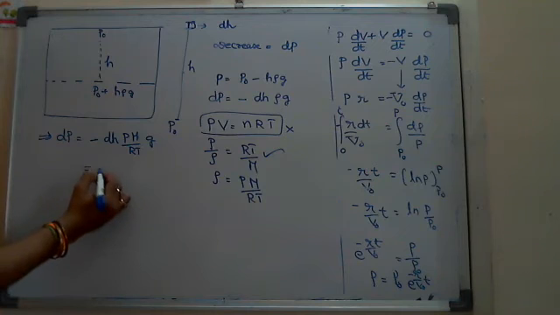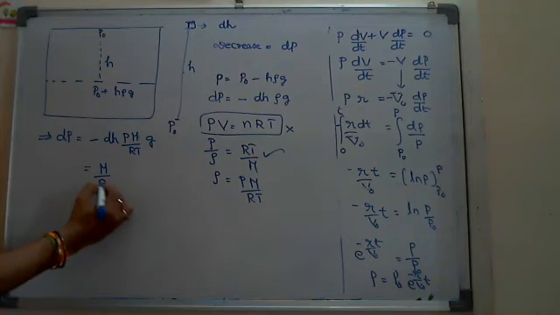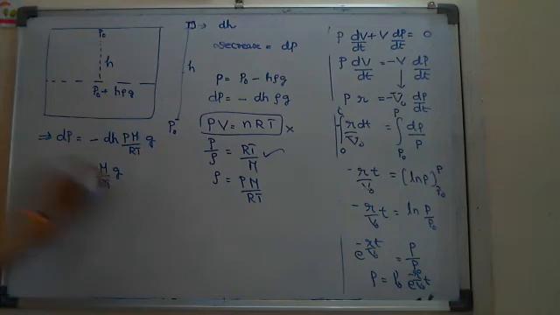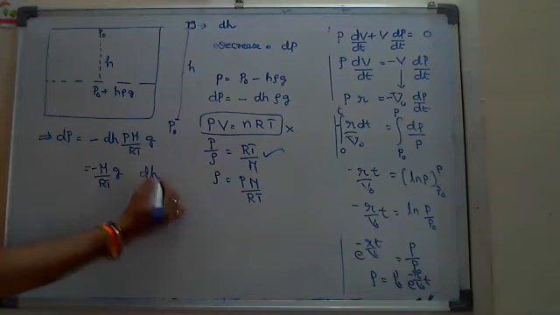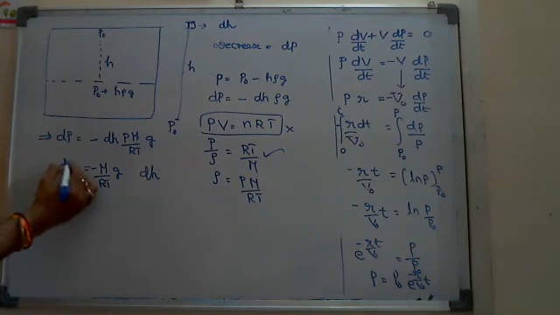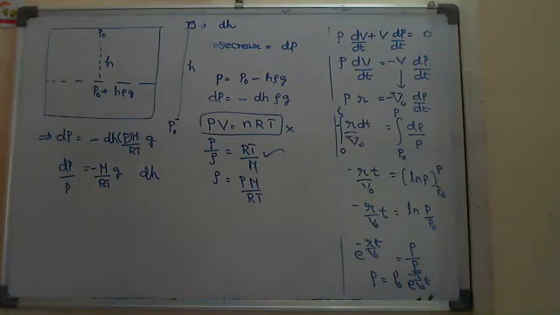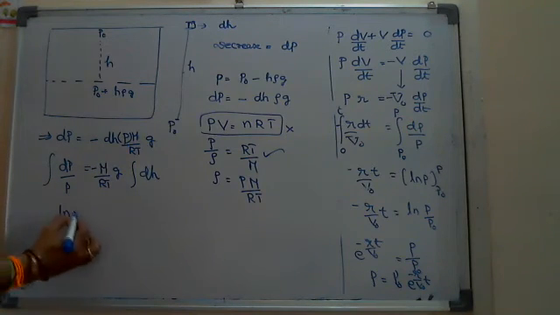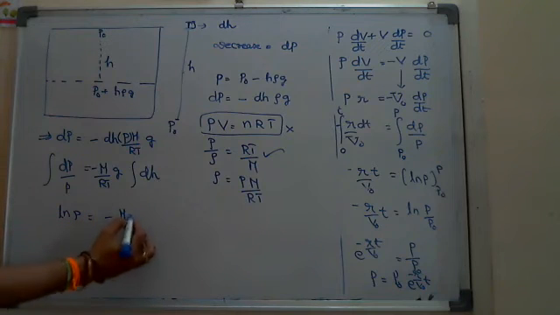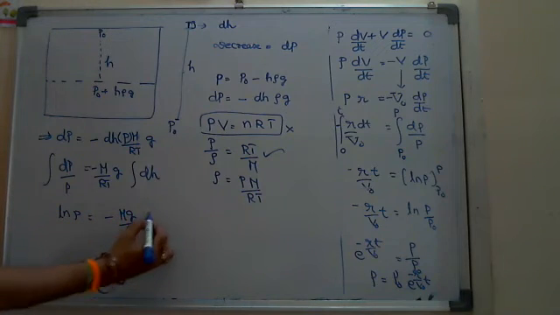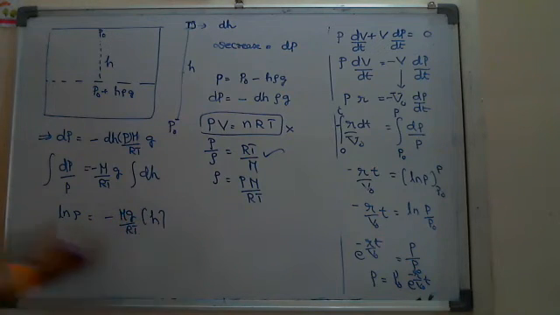That's why I write it as M by RT into g, minus dH is equals to dP by P. That P term is taken to the other side. Next what to do, I think you know. By integrating both sides, you will get the answer, like log P is equals to minus mg by RT into H. Then you substitute the limits here.